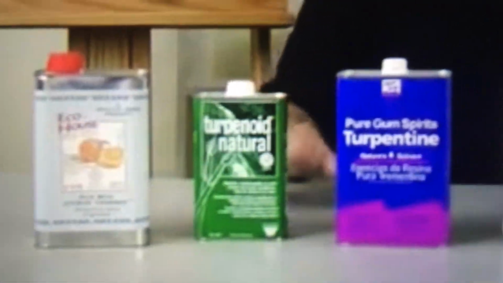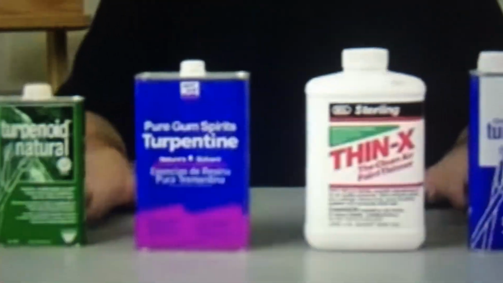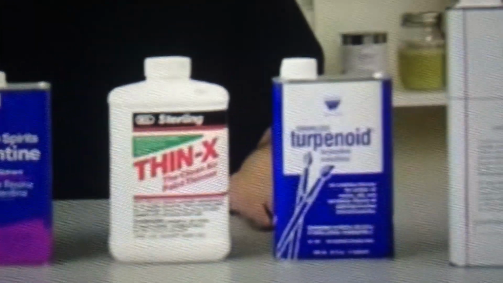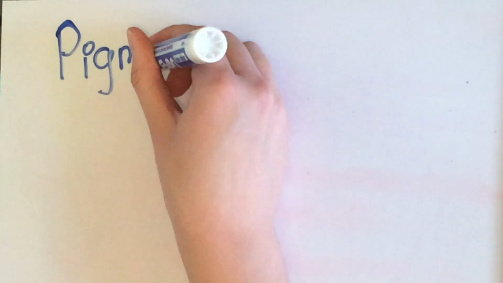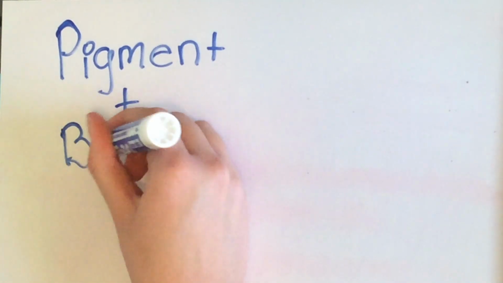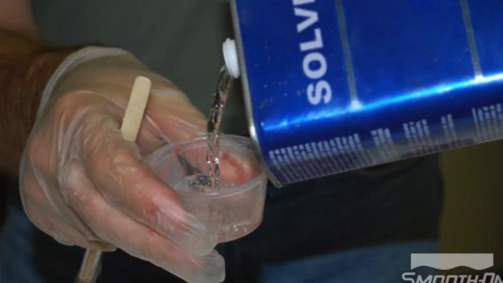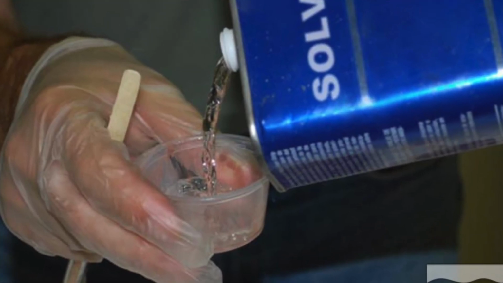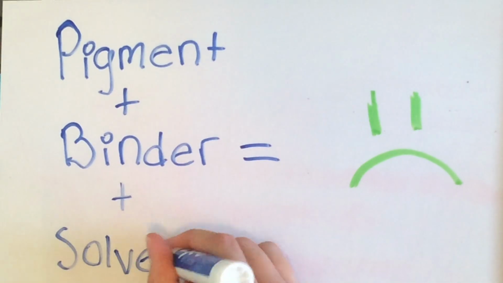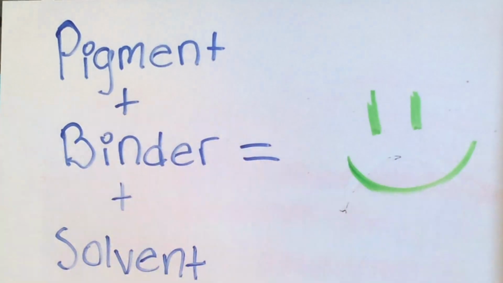Solvents help paint flow and smooth it out as it is applied to a surface. Pigments and binders together on their own form a thick substance that is very difficult to spread. That's why solvents exist. Their job is to make the pigment and binder thinner and more spreadable.